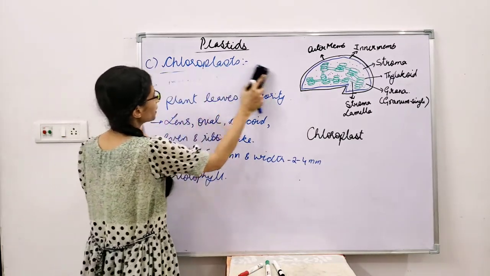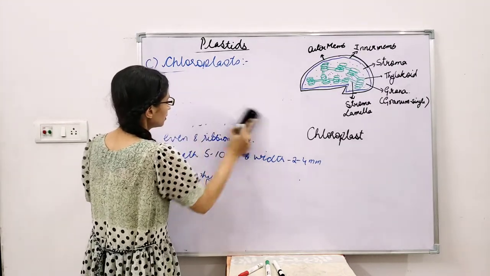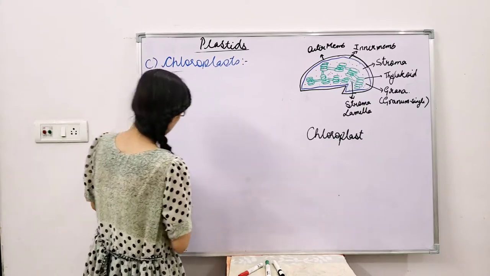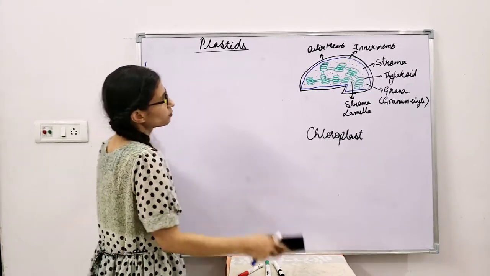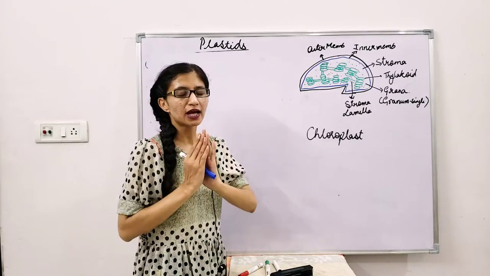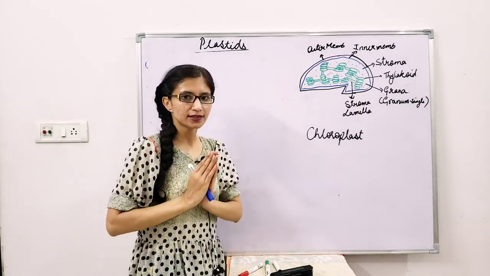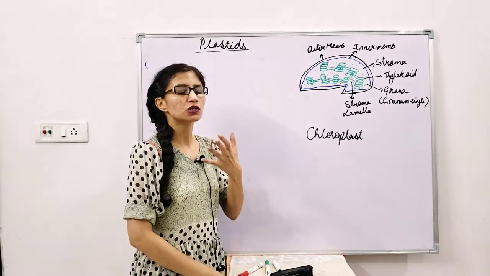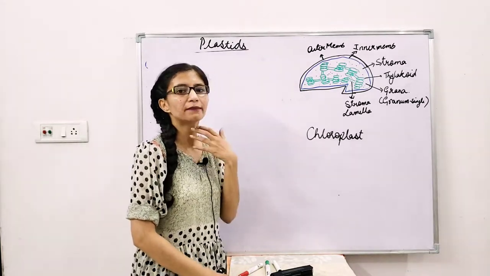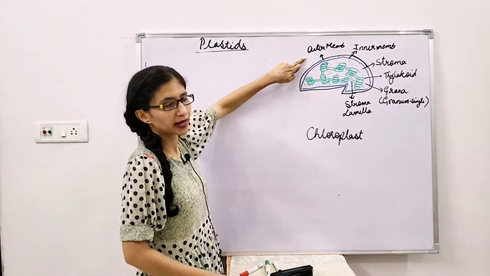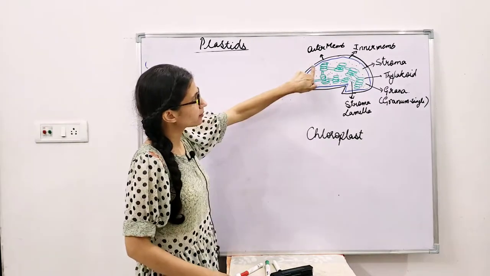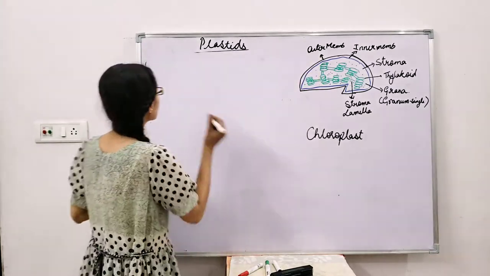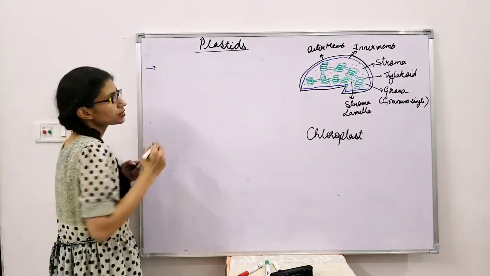Now moving ahead, we have more things to discuss: what other things does the chloroplast have? If you look at the structure of the chloroplast, you can see that it shares quite similar characteristics with the mitochondria also. Just like the mitochondria, it is a double membrane structure. If you look at the diagram, this black one is the outer membrane, and the blue one shows the inner membrane. So what similarities does the chloroplast share with the mitochondria?